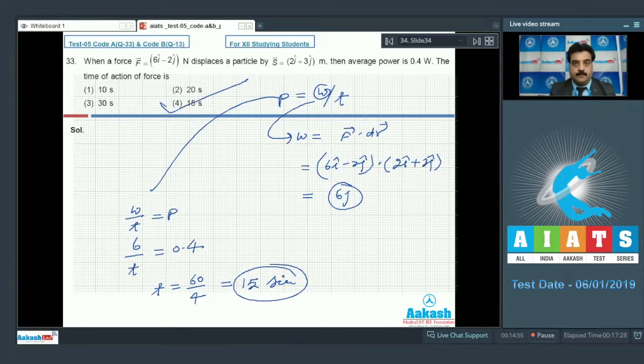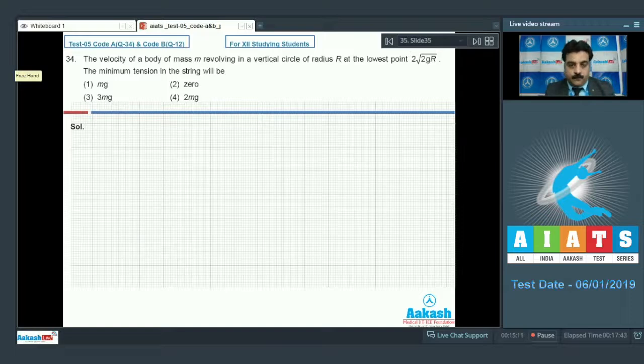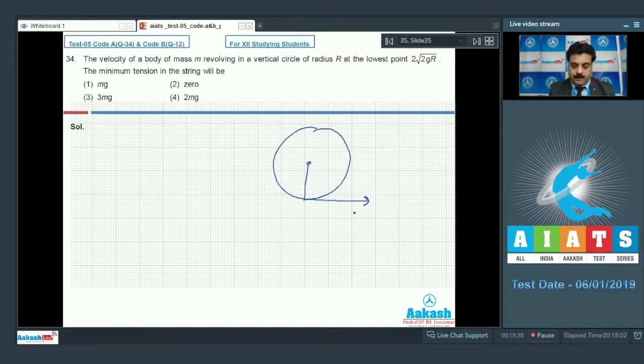Let's move on to question number 34. If I go for question number 34, we see the velocity of a body of mass m revolving in a vertical circle of radius r at the lowest point is root 2 gr. The minimum tension in the string will be? As per the question, at the lowest point the velocity is root 2 gr, and the question is asking for the minimum tension in the string. So tension will act, and weight mg will act toward the center.